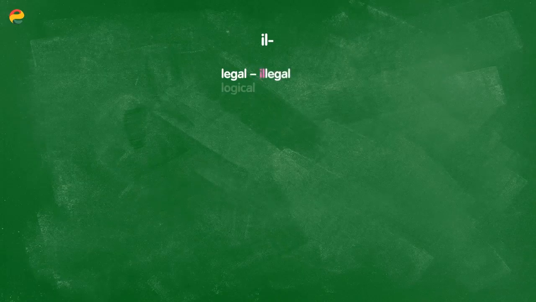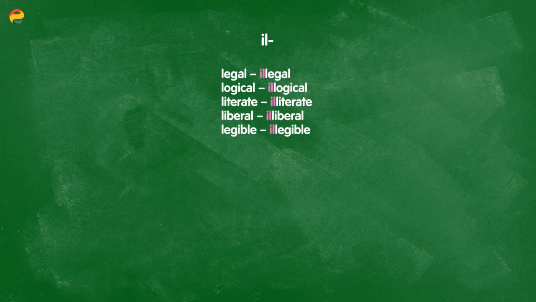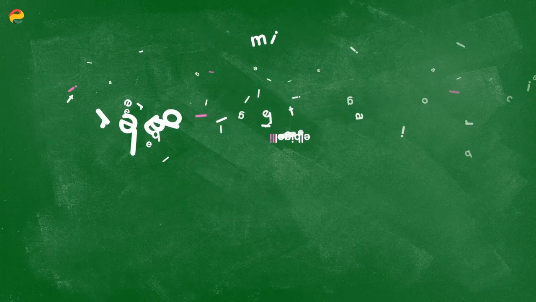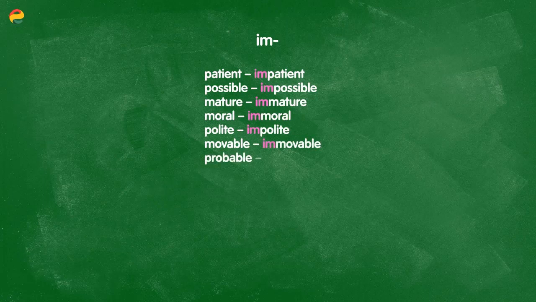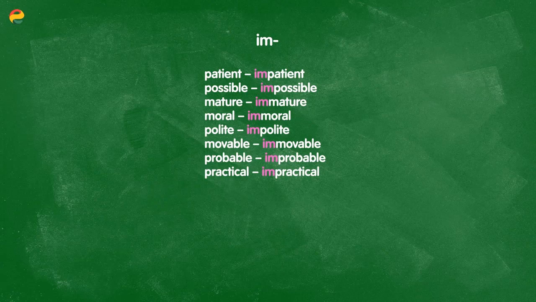The prefix ill, for example, in the words legal and illegal, logical and illogical, literate and illiterate, liberal and illiberal, and legible and illegible, as well as the prefix im, like in the words patient and impatient, possible and impossible, mature and immature, moral and immoral, polite and impolite, movable and immovable, probable and improbable, and practical and impractical.